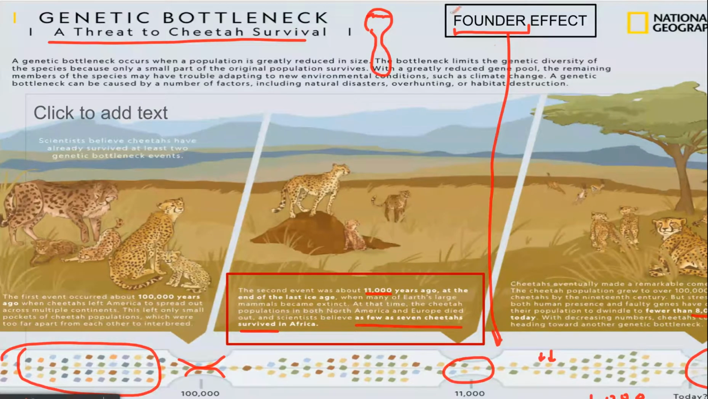So bottlenecks can lead to founder effects, when a very small group of organisms begin the resetting or the recovery of that species. And it can lead to evolution because inbreeding can then cause mutations. So that founder effect goes along with mutations and inbreeding as well. So hopefully that helps a little bit with that concept.